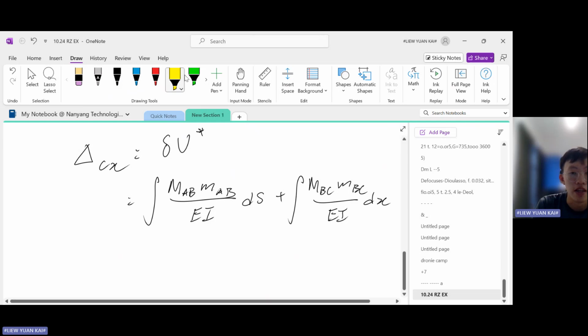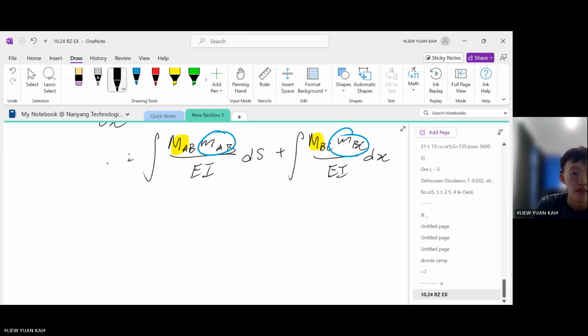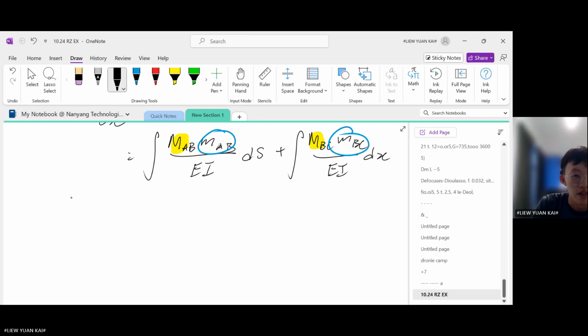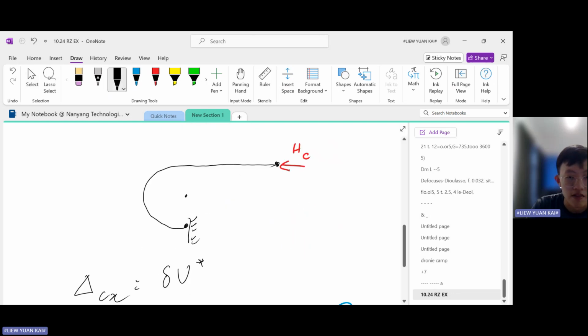Okay, so what's the next job? The next thing I have to do is find the internal moments. So for the internal moments, I have to look at my diagram. I have to go back to my diagram here. So this is the center of this arc. Let's let this arc start here. Then we draw somewhere in the middle here.